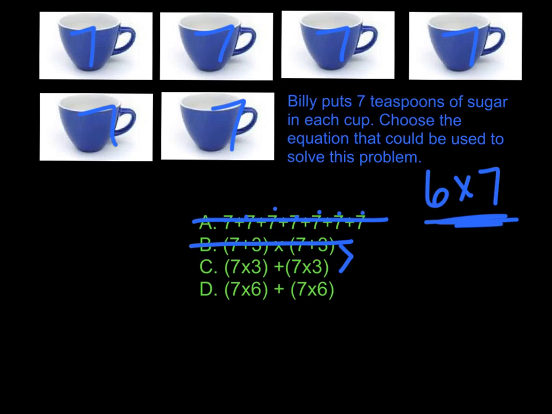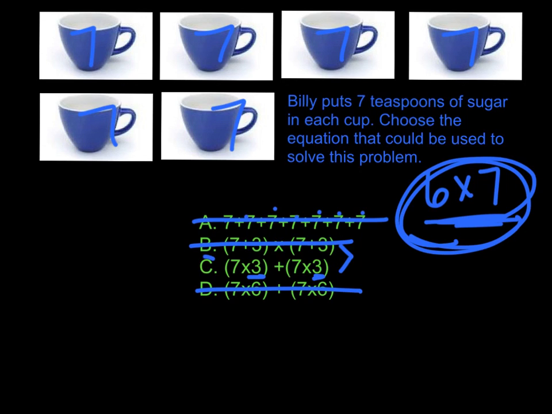And I'm going to go back and look at my equation, 6 groups of 7. So if I look here, I have a 7 that's distributed, and my 3's will add up to 6. So I'm going to keep that one. This one has 7 times 6 and 7 times 6. That's related to my equation over here, but that's going to give me a really big answer. So that's not correct. You should have chosen C as your correct answer.